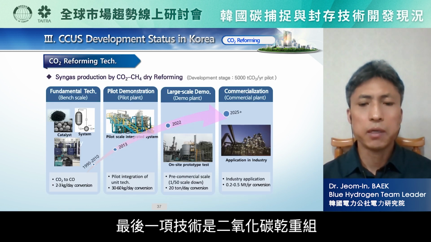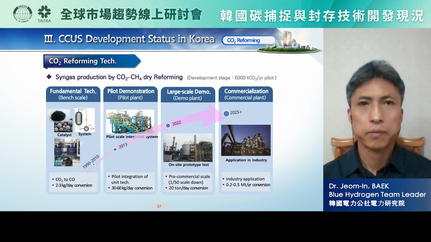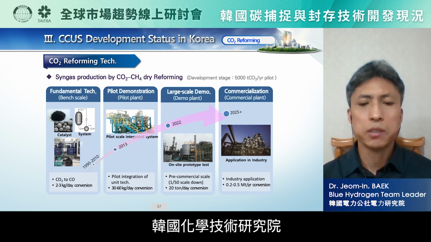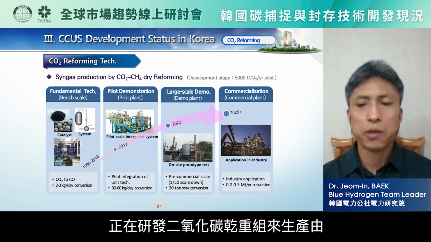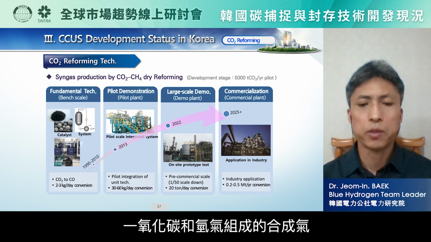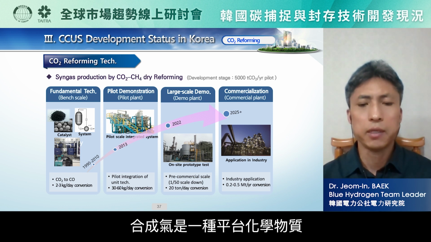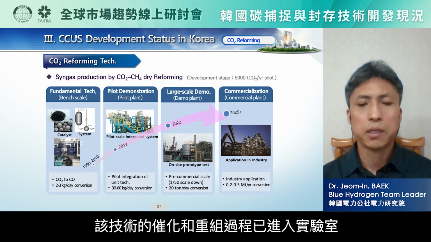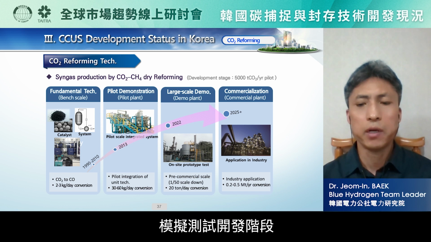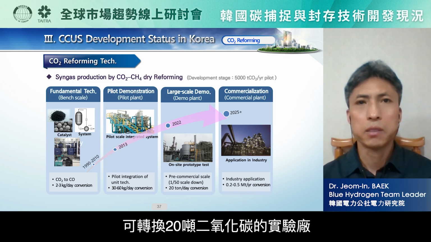The last technology is CO2 dry reforming. Korea Research Institute of Chemical Technology is developing carbon dioxide methane dry reforming to produce syngas, which is composed of carbon monoxide and hydrogen. Syngas is a platform chemical to produce other chemicals. The catalyst and reforming process has been developed in a bench scale. Pilot plant converting 20 tons CO2 a day is currently under construction.